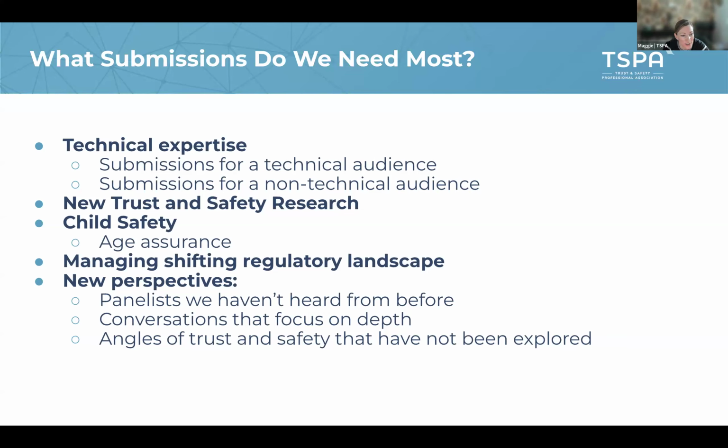The second category is new trust and safety research. We are always in need of that. It's something we're always on the search for. It could be folks who are doing research within trust and safety. It could be research that is relevant to the trust and safety community that's outside of the trust and safety community, anything like that.